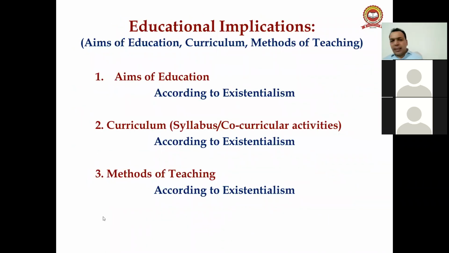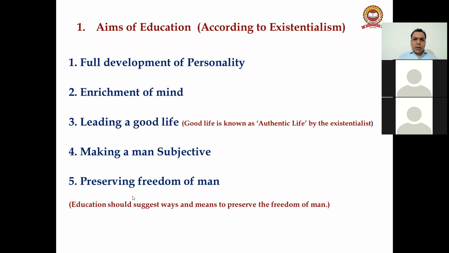Next we discuss the educational implications. That is, what type of education existentialists want: what should be the aim of education, the syllabus, the curriculum, and the method of teaching. This theory came during the 19th century. The aim of education according to existentialism is the full development of personality. There should be a full development of the personality.